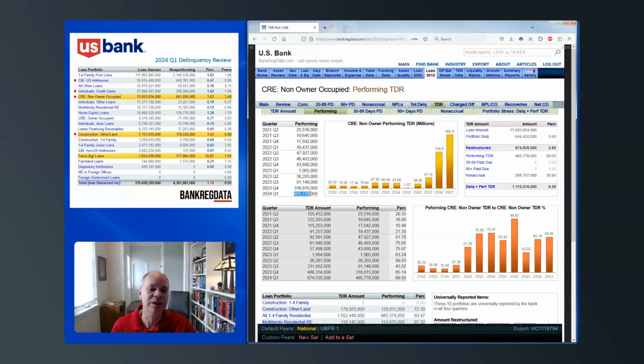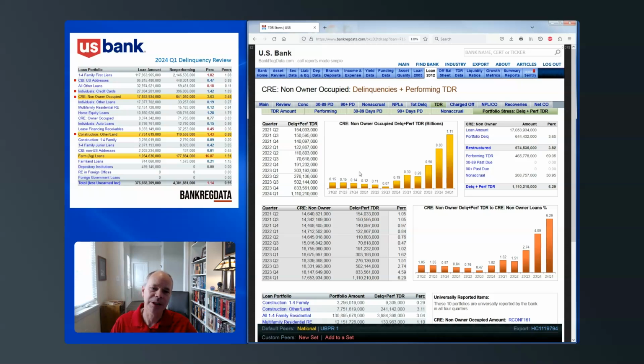So the ratio to look at is essentially what we call portfolio stress. This is going to be total delinquencies plus performing TDR. And you see there's the 3.65% portfolio delinquency rate, including early stage. There's $465 million that is not on non-accrual, so it won't show up on non-performing. Total delinquencies plus non-performing is 6.29, up dramatically from a year ago at 1.62.